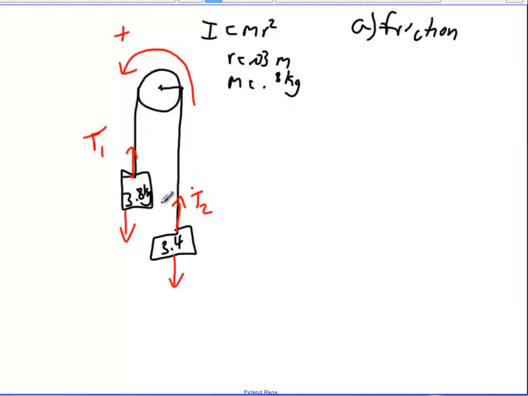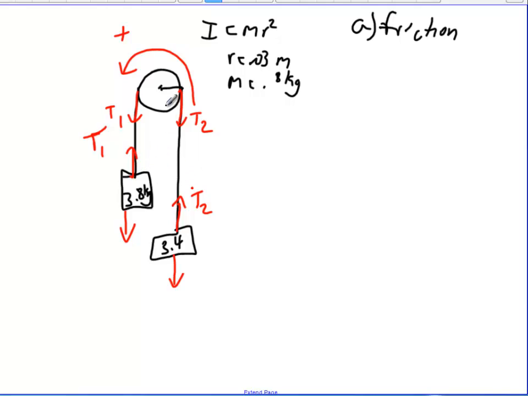Okay? Alright, T1, since a string carries that, this is also T1. Okay? T2, this is also T2. Now, what you have to remember is T1 is not the same as T2. If they were the same, then the net torque acting on this pulley would be 0, and the pulley wouldn't accelerate. And if the pulley doesn't accelerate, then the strings can't accelerate, and if the string doesn't accelerate, then the blocks don't move.